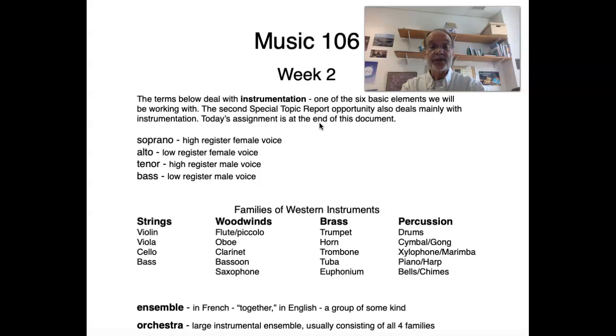Standard vocal registers are divided into 4 different ones. Soprano and alto being the higher and lower registers of the female voice, tenor and bass being the higher and lower registers of the male voice. So when you hear a choir, you hear large numbers of people singing in each of these 4 vocal registers. Remember that when we talk about register, we're talking about how high or how low pitches are.